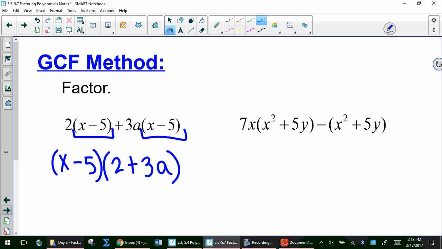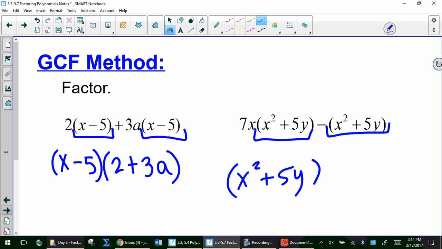Great. How about this expression? What is your GCF? David? X squared plus 5y. Okay, good. That's a common term, or common binomial, in both of these terms. So if we factor that out, what's left? X squared plus 5y times. Good. That -1 we got to keep there. Good.